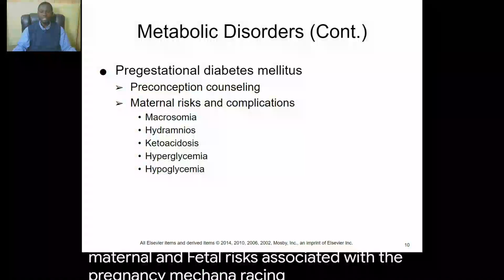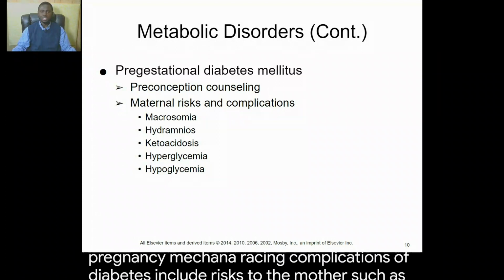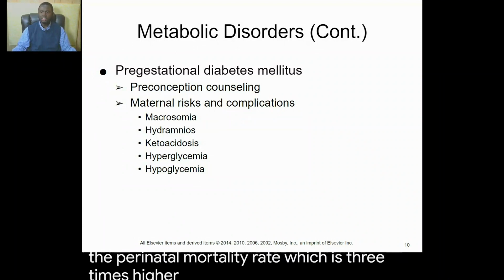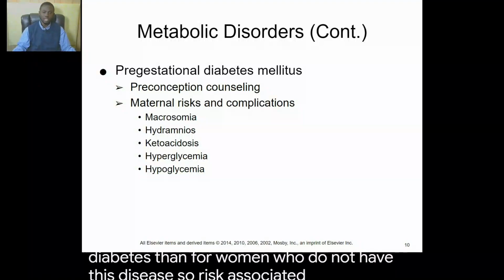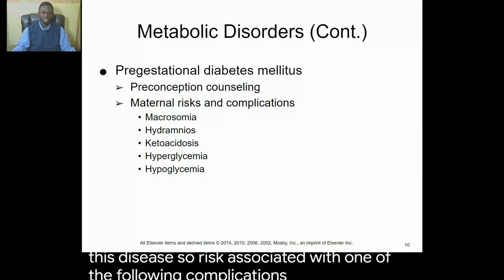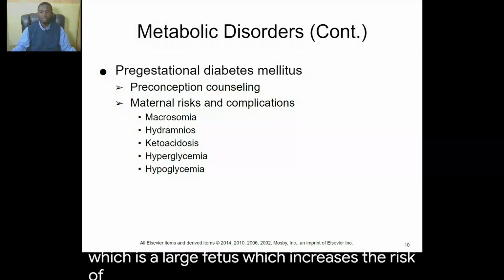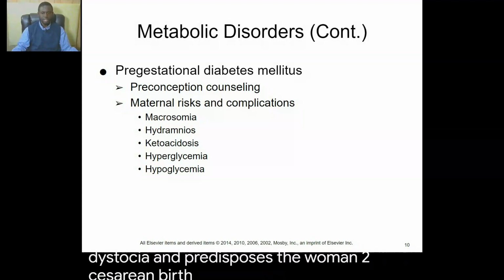Maternal risks and complications of diabetes include risks to the mother, such as the perinatal mortality rate, which is 3 times higher or higher for women with diabetes than for women who do not have this disease. So risks are associated with one of the following complications: macrosomia, which is a large fetus, which increases the risk of labor complications such as dystocia and predisposes the woman to cesarean birth.